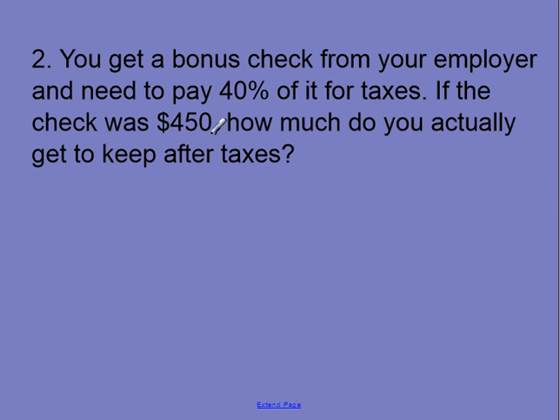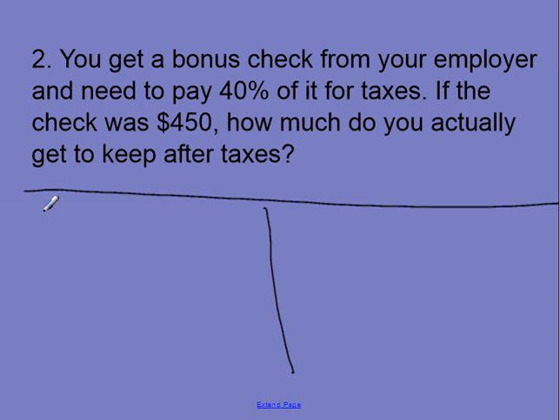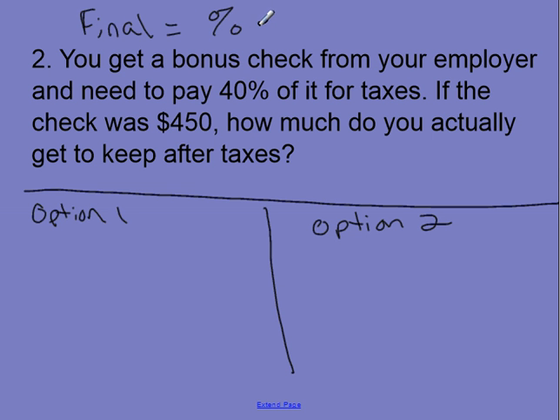Okay, let's do one more quick example. This time I'm going to use the percent equation, not the percent proportion. I'm still going to do option 1, option 2. Remember, the percent equation is final equals percent times original. So you get a bonus check from your employer, and you need to pay 40% of it for taxes. That's how much the government takes away between Social Security and so on. If the check was $450, how much do you actually get to keep?